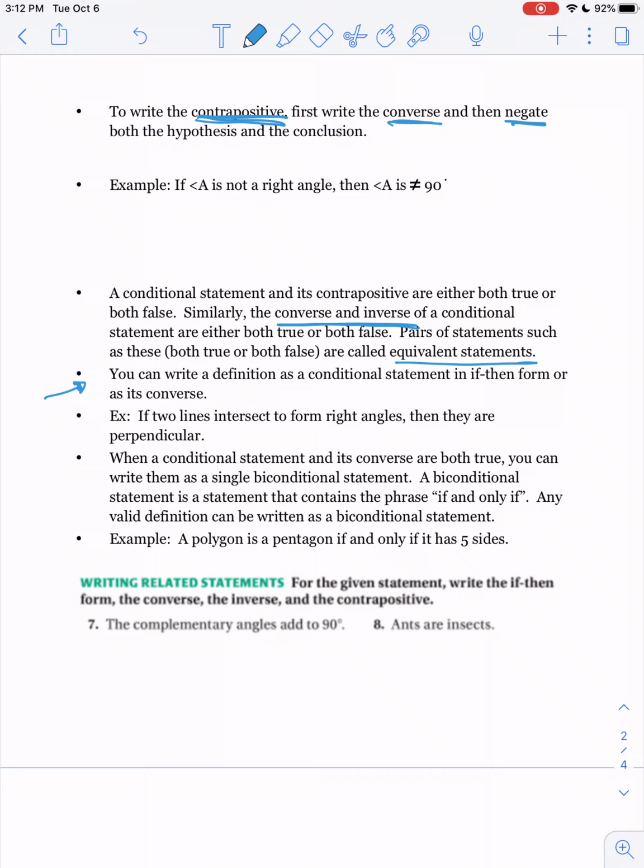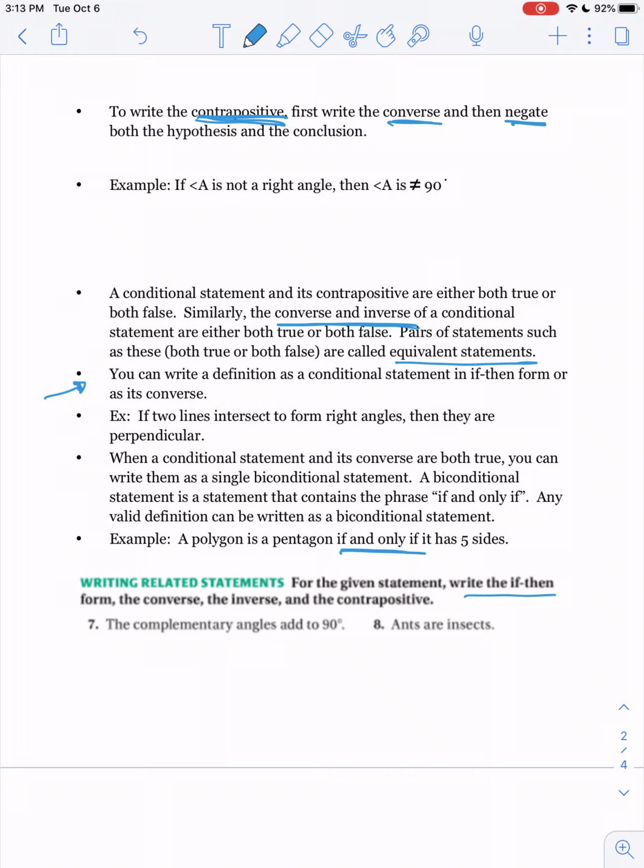Here's the example. A polygon is a pentagon if and only if it has 5 sides. If we switch that all around, it's still going to work. If a polygon has 5 sides, it's a pentagon. If it's a pentagon, it has 5 sides. So we're allowed to put that if and only if in the middle.